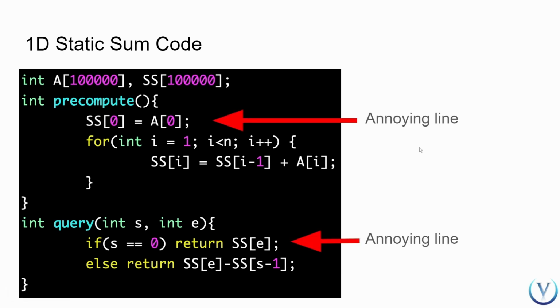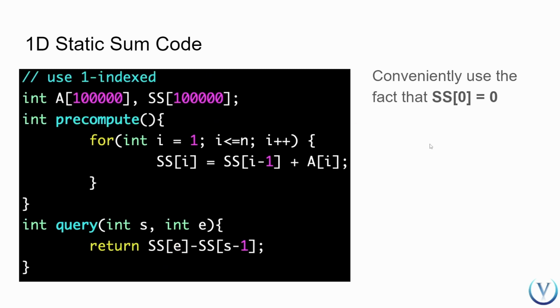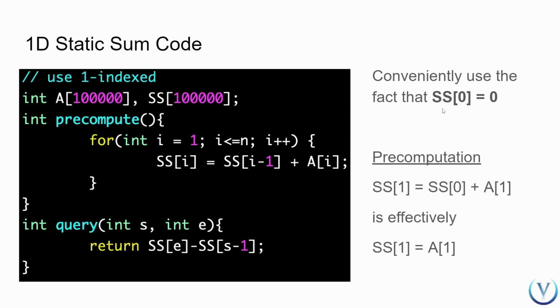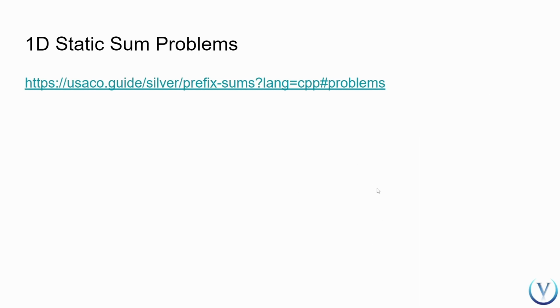If we find the 0 indexing edge case annoying, then we can conveniently use the following trick, which is to make our array one indexed. And this way, because SS of 0 is equal to 0, in the pre-computation step, SS of 1 equals SS of 0 plus a of 1, it simplifies to SS of 1 is equal to a of 1. And for the query, if we query from index 1 to index x, then the difference SS of x minus SS of 0 is effectively SS of x alone, because SS of 0 is 0. This way we save our time writing 2 additional lines. Here are some questions that you can use to practice on the static sum.